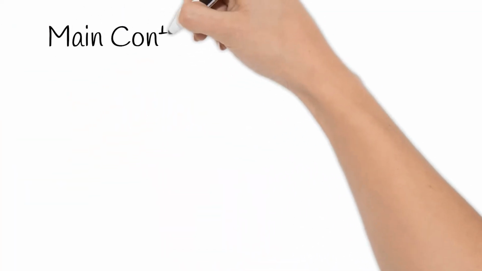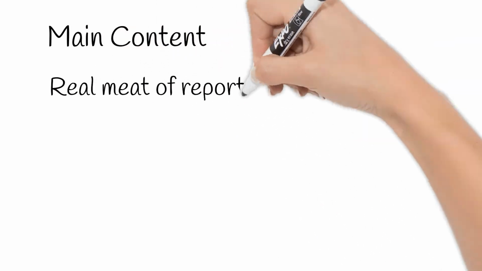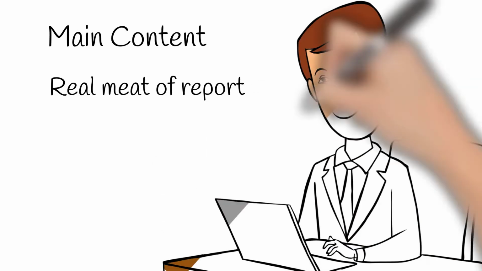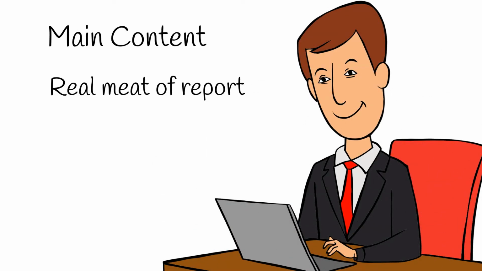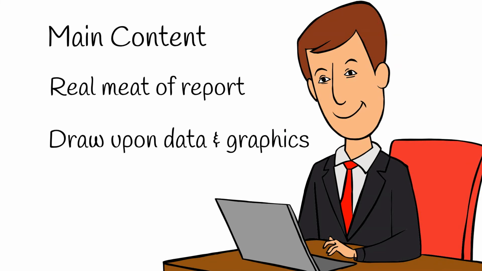The main content is the real meat of the report. It's now time to put your reporting and analytics skills to work. This is the longest and hardest section of the report, and should present background details, analysis, discussions, and recommendations for consideration. Draw upon data and supporting graphics to support your position. This section should include information about resources, timelines, targets, deviation from baseline, costs, budgets, project progress, and risk analysis.